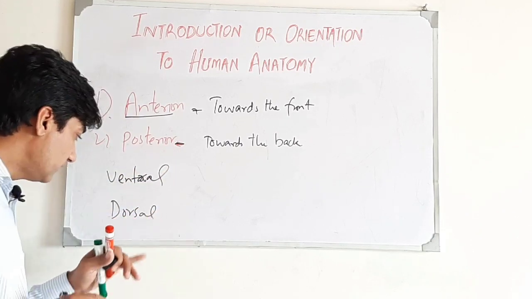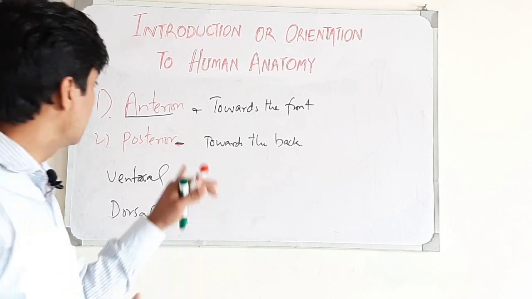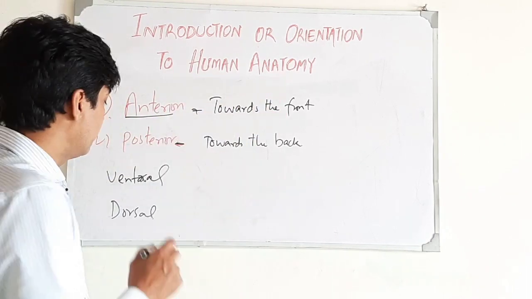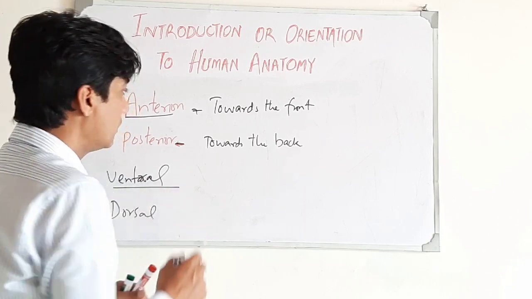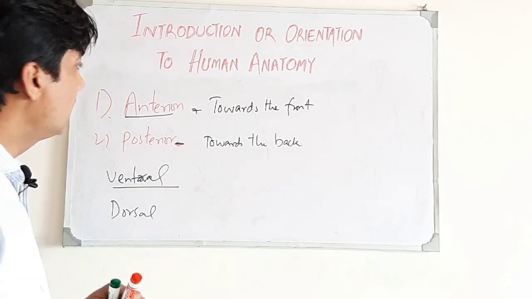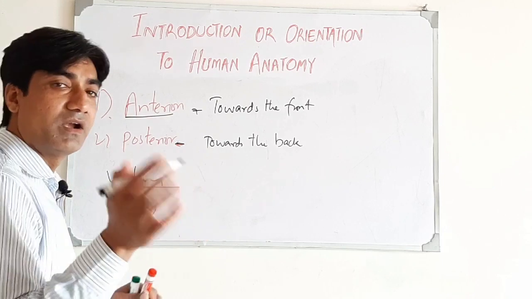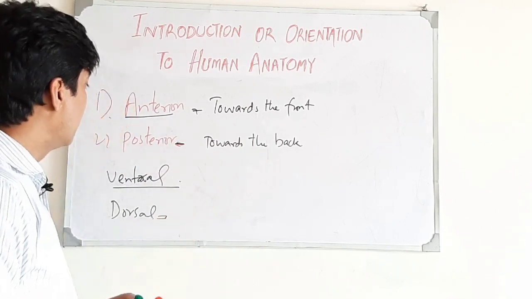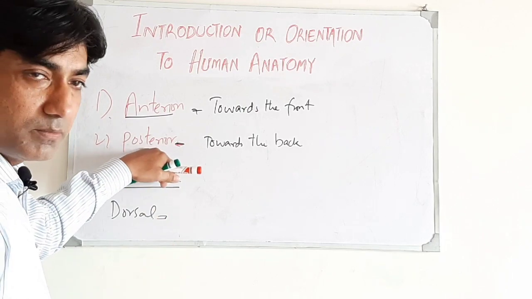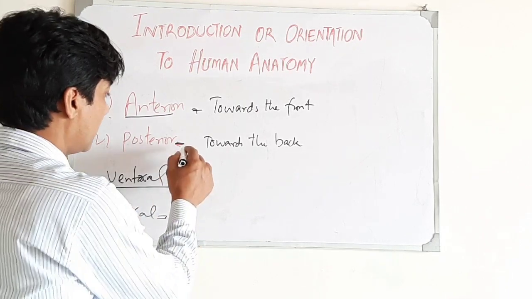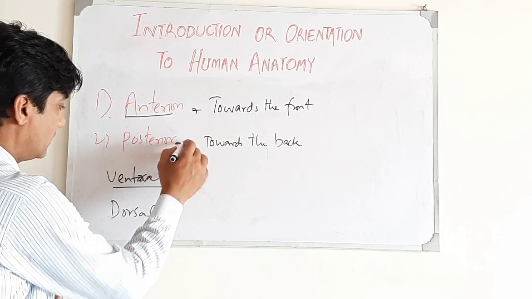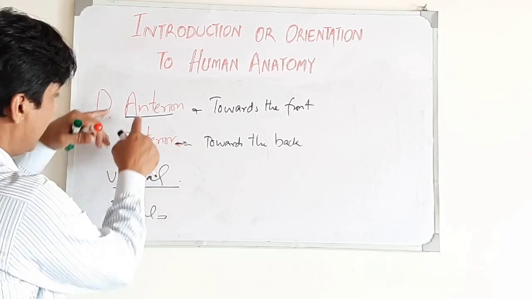These terms have the same definition: anterior and ventral are towards the front. Ventral is also used to describe a structure which lies in the front position. Dorsal is also used in place of the term posterior, towards the back. So we have ventral, dorsal, anterior, posterior.